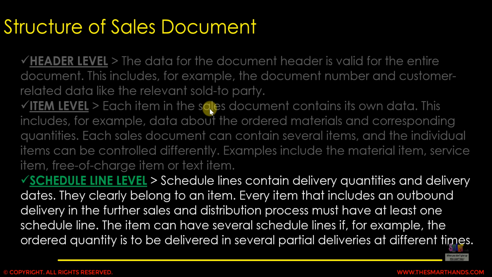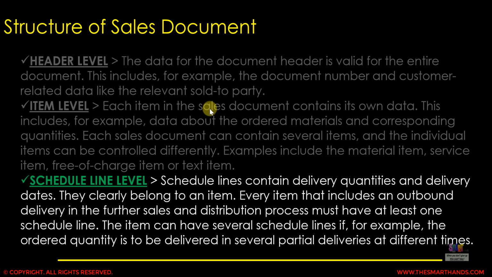And finally we have the schedule line level. The schedule line contains delivery quantities and delivery dates. They clearly belong to an item. Every item that includes an outbound delivery in the future sales and distribution process must have at least one schedule line. So please keep in mind that every item should have at least one schedule line. There can be more as well, but one is the minimum.